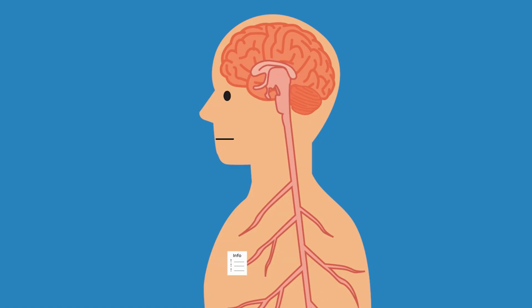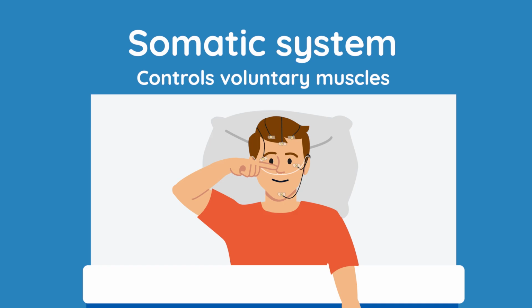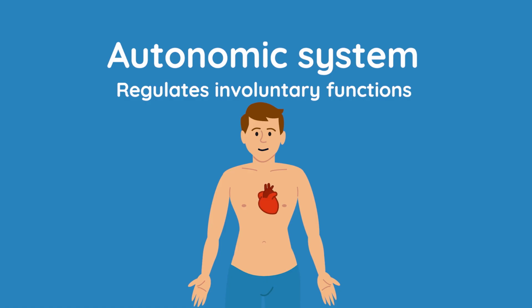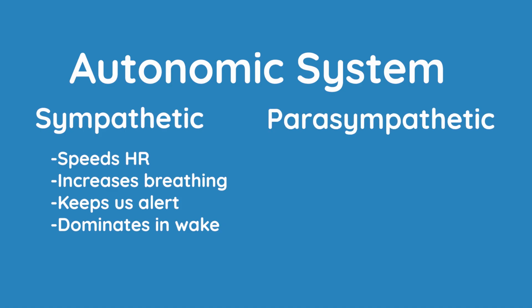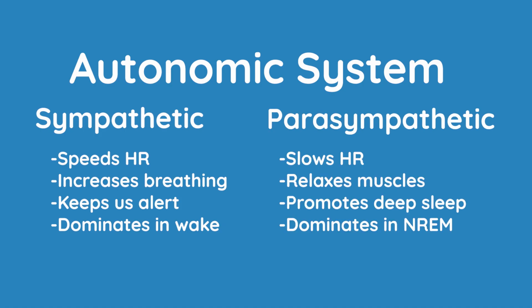If the central nervous system is the CEO, think of the peripheral nervous system as the delivery fleet. It carries orders out and reports back in. The somatic system controls voluntary movements, like when your patient scratches their nose or rolls over mid-study. The autonomic nervous system regulates involuntary stuff like heart rate, blood pressure, digestion, and even breathing. The autonomic nervous system has two gears. Sympathetic, also known as fight or flight, speeds up our heart rate, increases breathing, and keeps us really alert. This dominates in wake. The parasympathetic nervous system is the rest and digest. It slows our heart rate, relaxes our muscles, and promotes deep restorative sleep. This is what dominates in non-REM sleep.